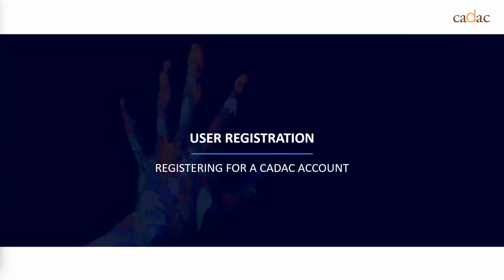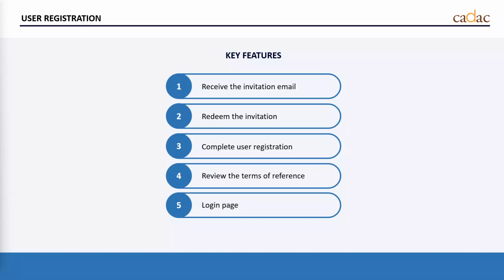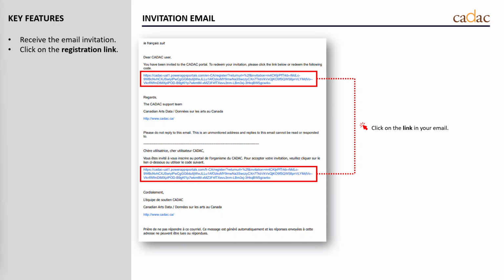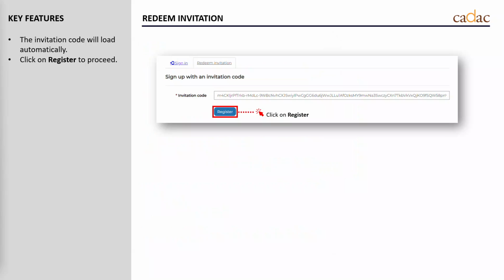First, we can look at user registration. The key features are how to receive the invitation email, redeem the invitation, complete user registration, review the terms of reference, and the login page. When you receive the invitation email, this is what it will look like. You click on the registration link in this email. Once you click on this registration link, it will automatically show you this page with the invitation code already in the field. Once this is done, you can click on register.